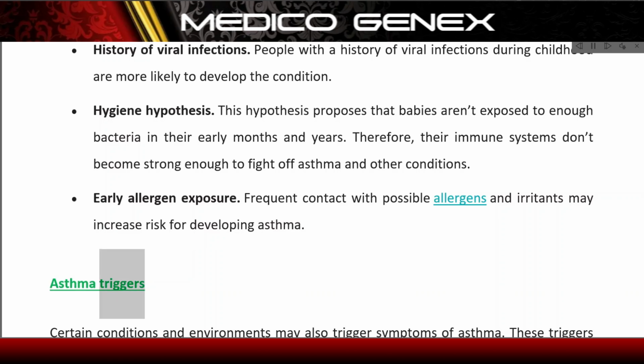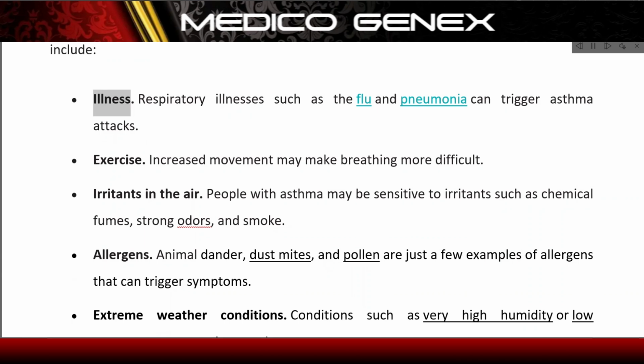Asthma triggers. Certain conditions and environments may also trigger symptoms of asthma. These triggers include illness. Respiratory illnesses such as the flu and pneumonia can trigger asthma attacks. Exercise. Increased movement may make breathing more difficult.